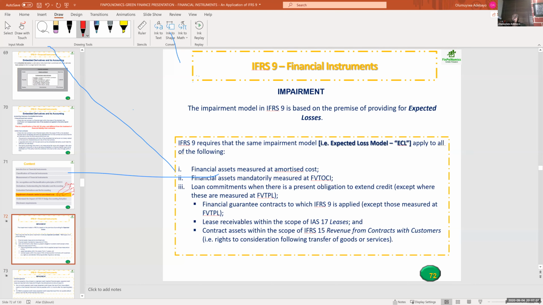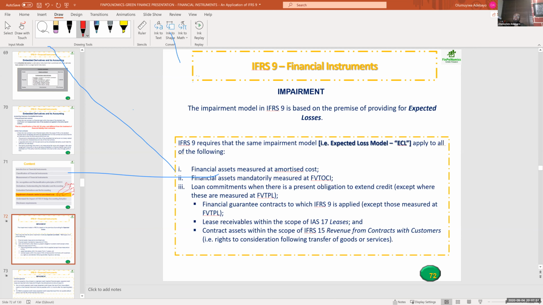Now, not all financial assets will be subjected to impairment test. I repeat, not all financial assets will be subjected to impairment test. And it means we cannot apply the ECL model to some financial assets, because they are not subjected to impairment test. Why? One, all financial assets that are measured at fair value through profit or loss will never be subjected to impairment. We discussed that yesterday, briefly.